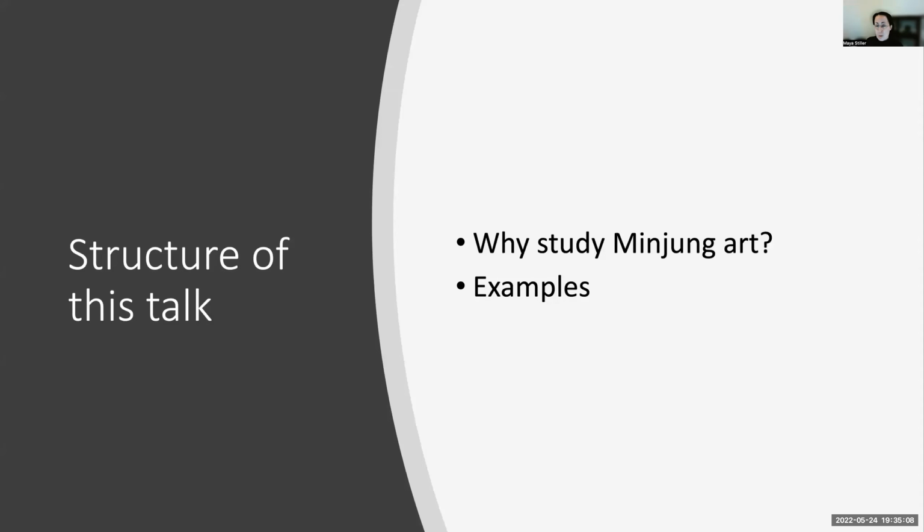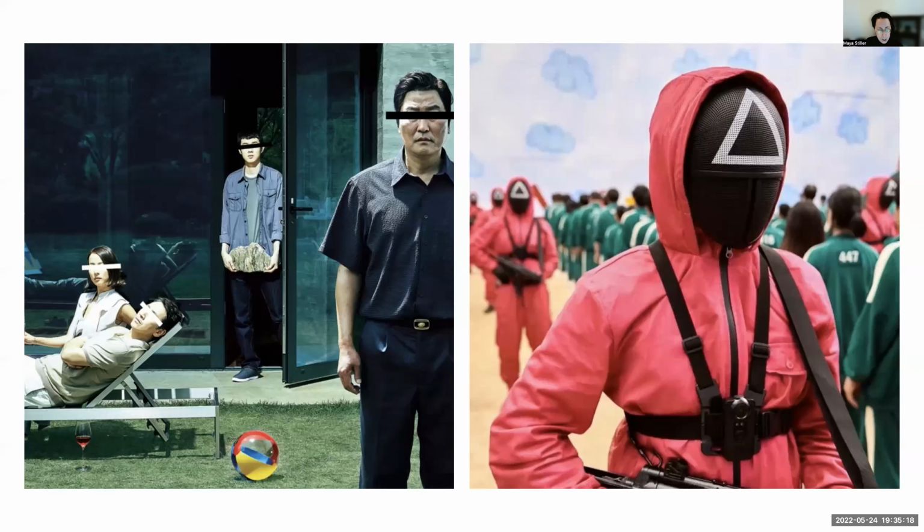Now, why study Minjung art? In this talk, I will first give you a little overview of the context of why we should study it, and then give you a couple of examples. Korean soft power has been on the rise for the past 20 years, and it has reached unprecedented heights, particularly in the last couple of years, thanks to BTS and other K-pop bands, but also thanks to a very successful Korean film industry with the Oscar-winning movie Parasite and the very successful Netflix series Squid Game. One of the reasons why these productions drew global attention was that people all over the world could relate to the issues addressed in these films, which included social injustice, brutal competition, and economic inequality.